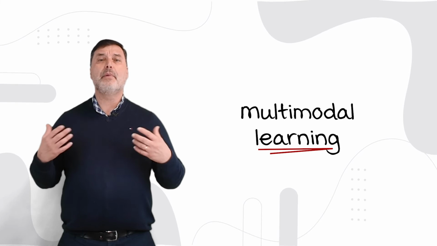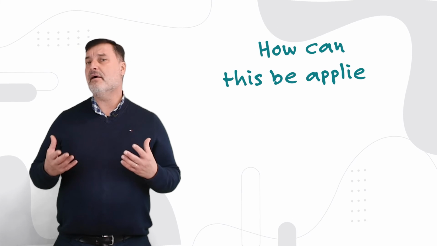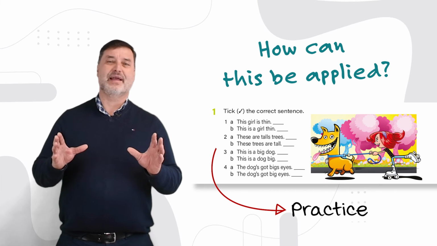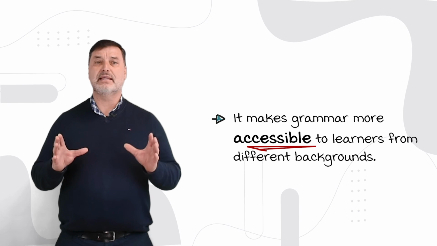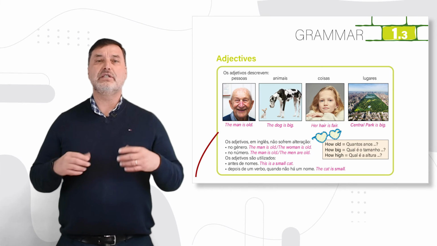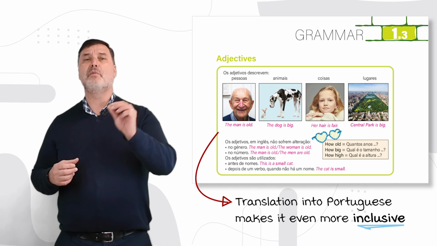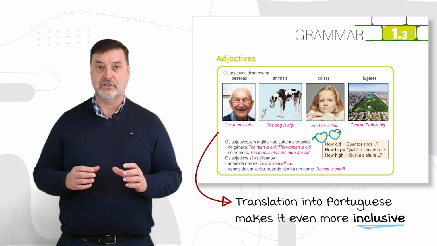Graphic grammar supports multimodal learning by combining visual, auditory, and kinesthetic elements. And how can this be applied? Through practice. Graphic grammar addresses the inclusivity aspect of teaching and bridges the gap between language barriers. It makes grammar more accessible to learners from different backgrounds. The translation into Portuguese makes it even more inclusive because they are able to understand it in their mother language.